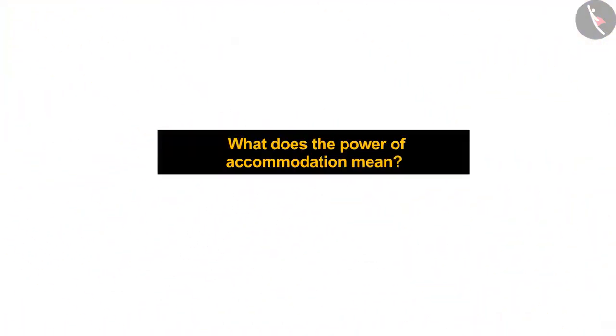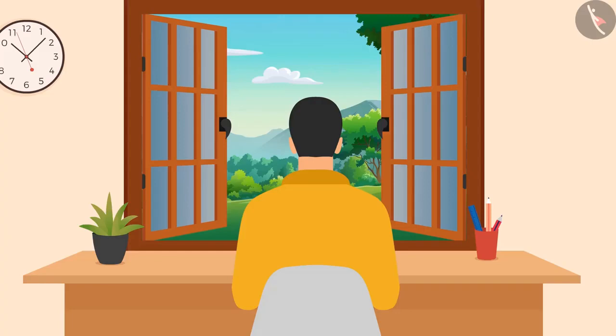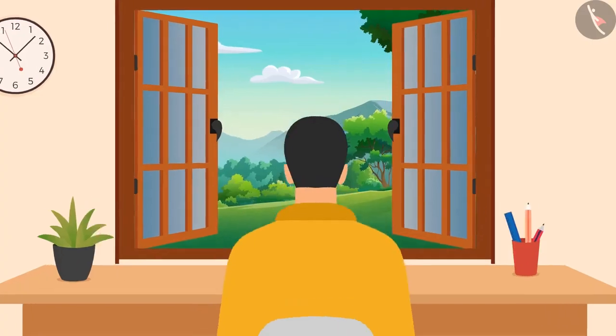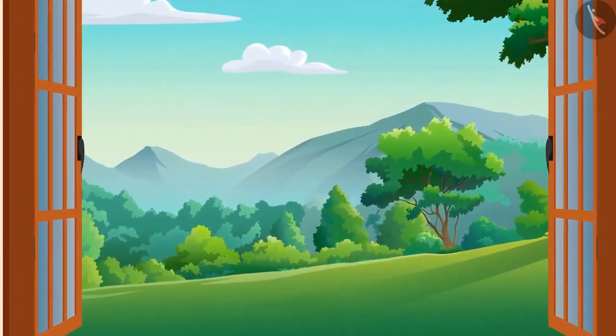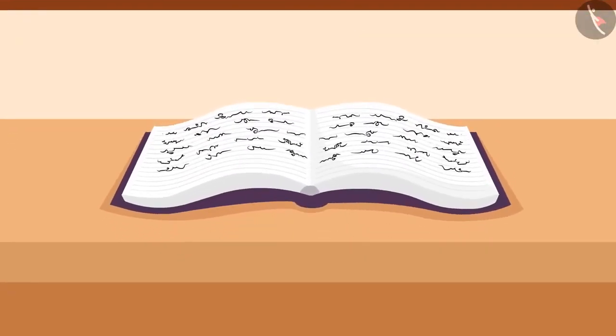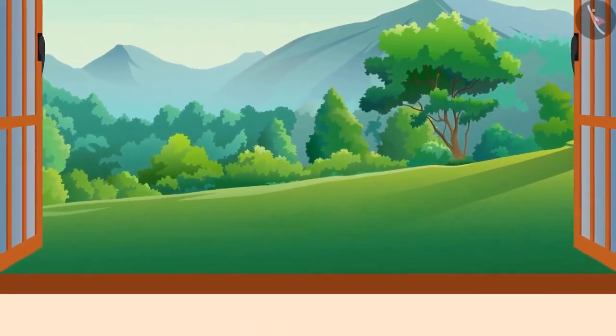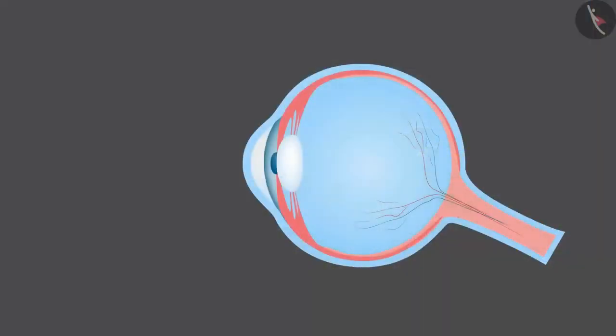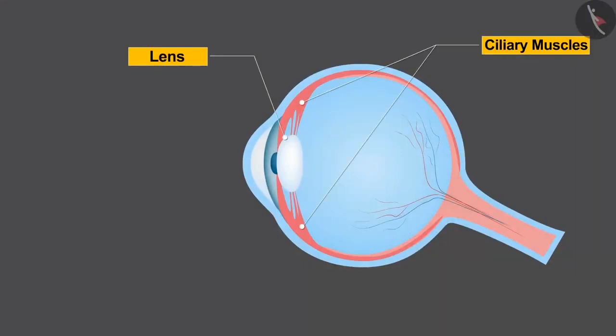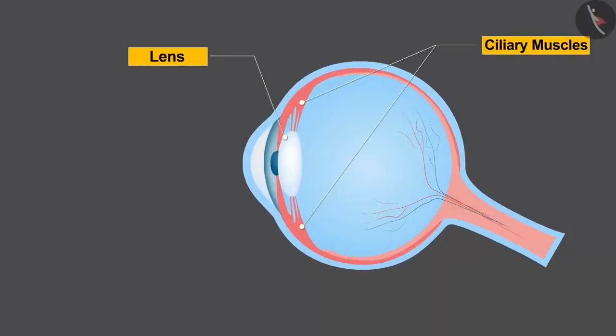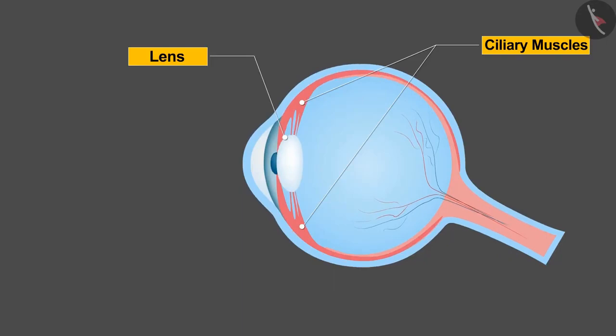What does the power of accommodation mean? Have you ever noticed that within a couple of moments we can see the distant objects and read the story written in the book without time lapse between the two episodes? But is it as easy as it looks? No. As we have already known, the lens in our eye changes its size or focal length with the help of ciliary muscles, due to which we are able to see these different objects in a second.